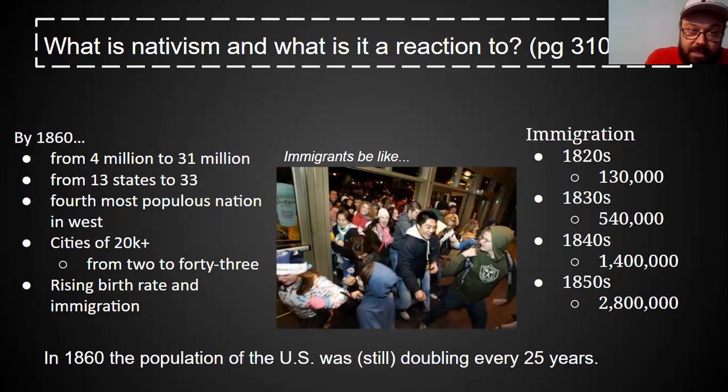We went from 13 states to 33 states, right? We become the 4th most populous state in the West. That means if you count all of the Western Hemisphere and all of Europe, we have the 4th highest population, and we're only 71 years old if you count from when the Constitution was ratified. The number of cities with more than 20,000 people went from 2 in 1789 to 43 in 1860. So we are also urbanizing. We talked about that a little bit too. And this population growth is happening as a result of a rising birth rate and immigration.